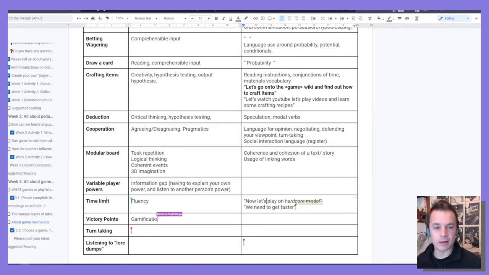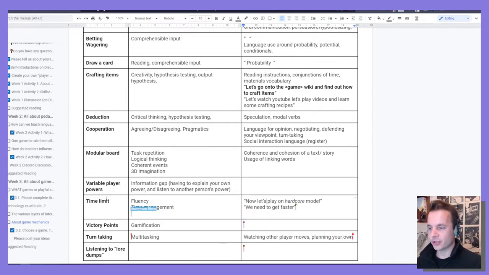Maybe they're struggling to play in 5 minutes. You say, okay, we're just going to take no time limit. Let's spend 15 minutes to play this game. We're going to analyze stuff as we go along. We're going to write things on the whiteboard, you know? So a time limit is a very interesting thing. We need to go faster, we need to go slower.